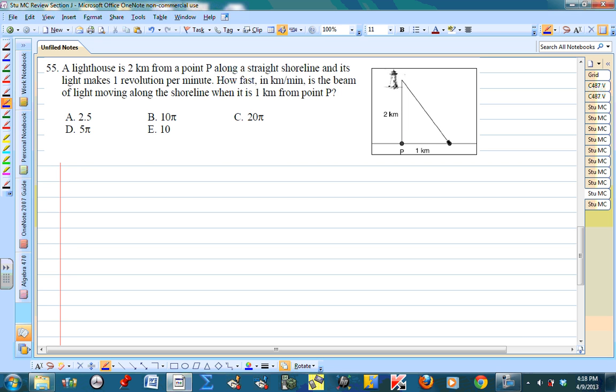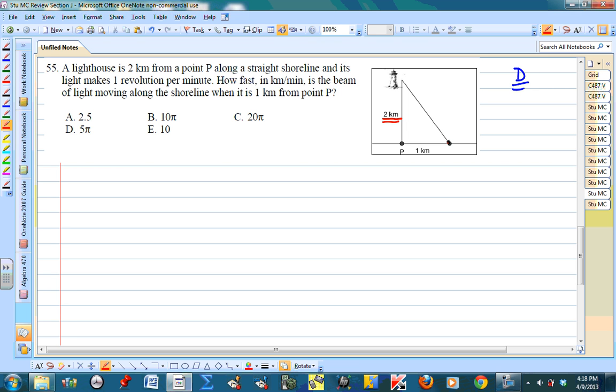Well, it's nice that they provided a diagram for us. That's a good starting point. We're going to add some things to the diagram. First of all, let's look at this 2 kilometers. That represents the distance of the lighthouse from point P. That's going to remain constant. The lighthouse is not moving.